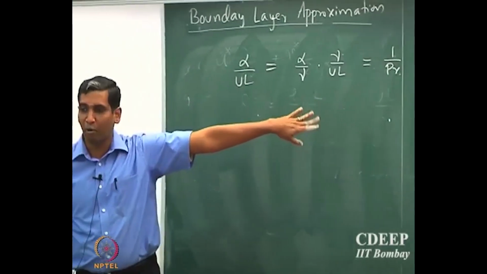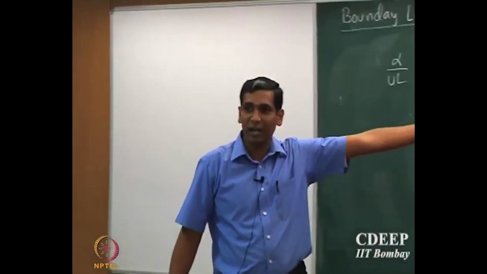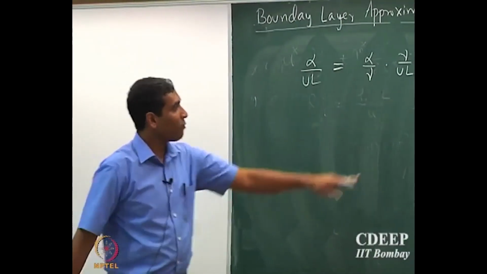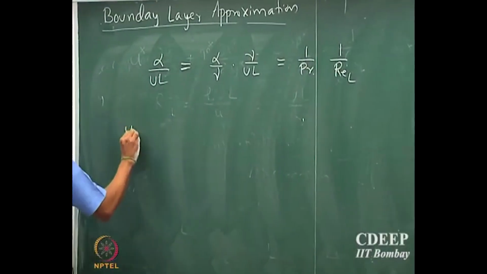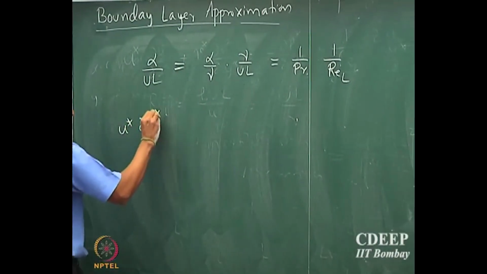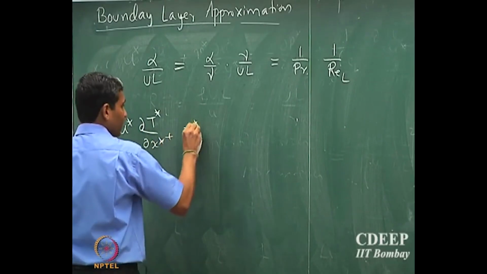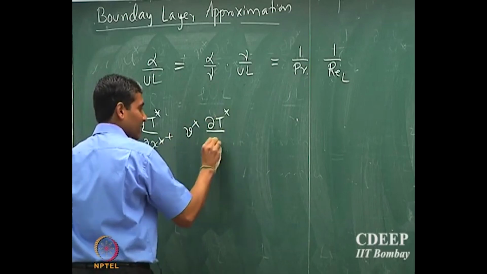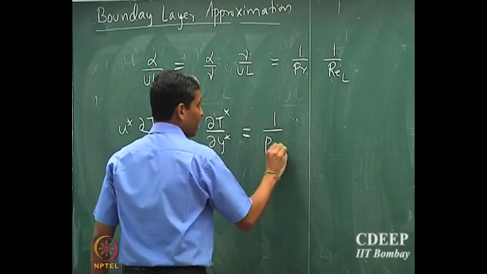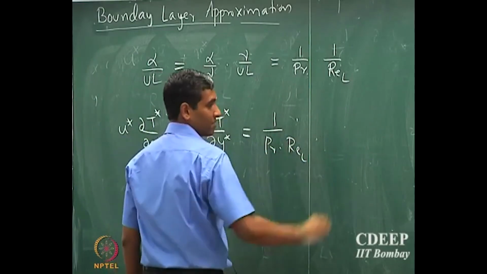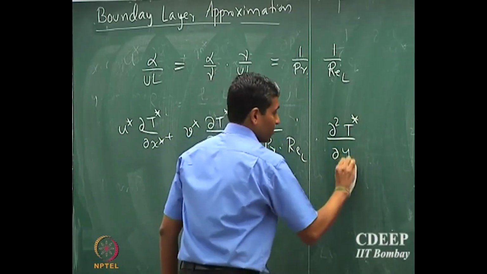Anyway, Peclet number is not important now. We will actually look at it when we talk about mass transport. We will actually see some importance of Peclet number there. So, this is 1 over Prandtl into 1 over Reynolds number. Okay. So, the model equation will be U star dT star by dx star plus V star dT star by dy star, that is equal to 1 by Prandtl number into Reynolds number, d square T star by dy star square.